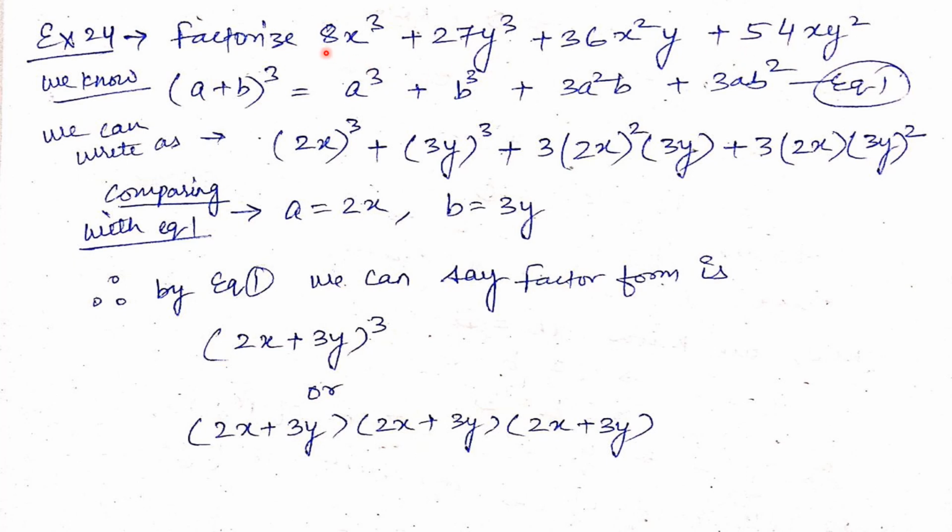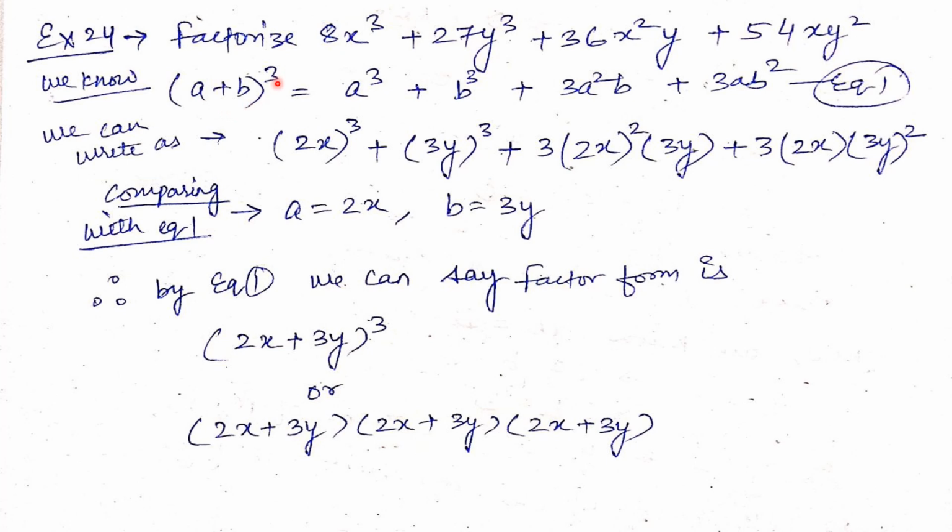So just seeing the question, what comes to your mind? That this form is of which formula? If I think cube is coming, then some square is coming. So I guess it is the formula of x plus y whole cube or x minus y whole cube. As all are positive, I am taking a plus b whole cube.